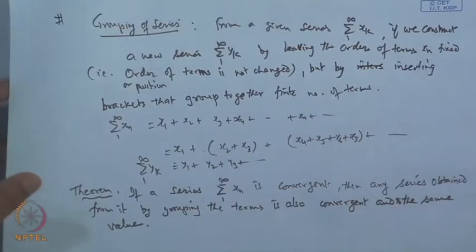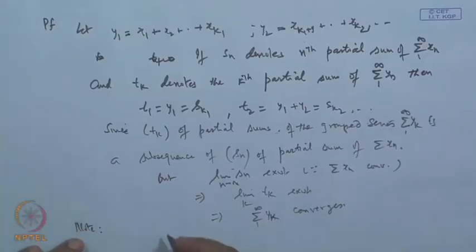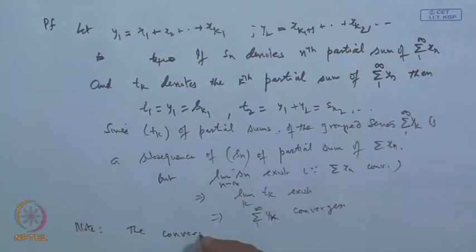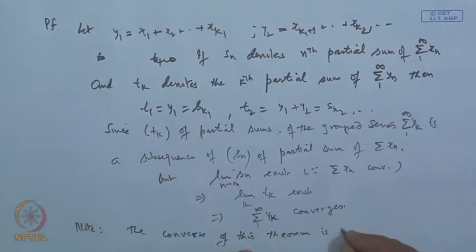Suppose a series is given whose nature is not known, but we regroup the series and get a new series which is, say, convergent. Now, the question is whether the original series is convergent or not. The answer is that it is not necessarily true. So, as a remark, the converse of this theorem is not true in general.